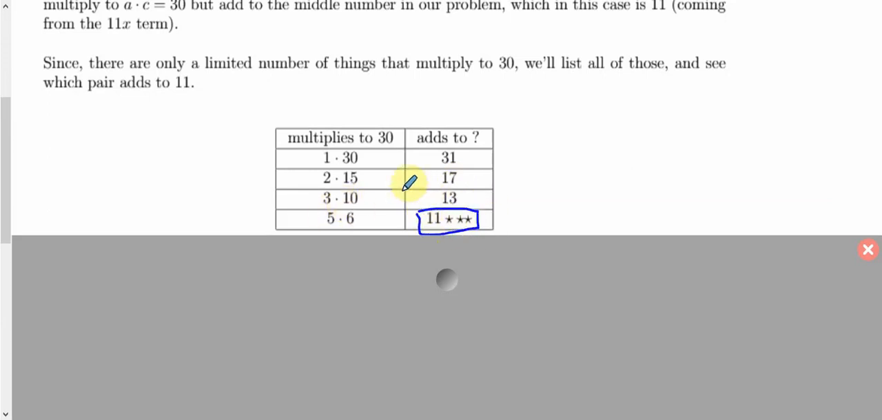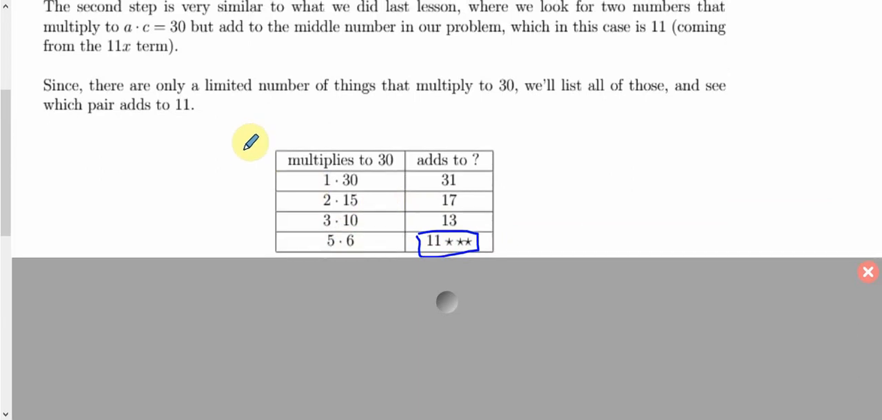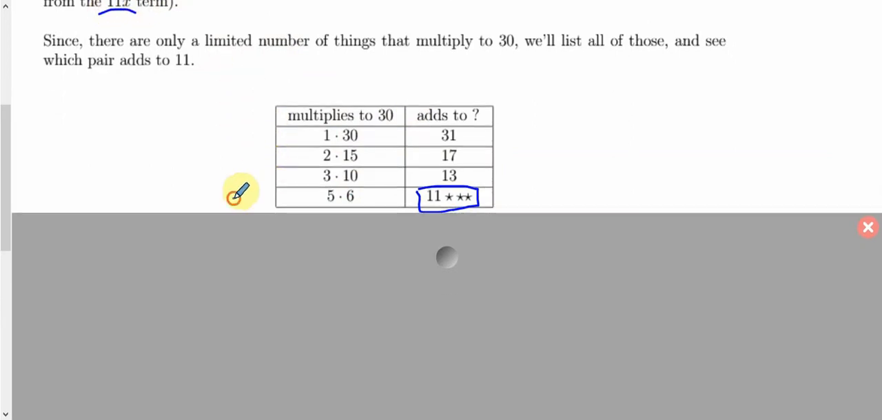5 and 6. So the AC method starts by just taking the A times the C and getting a number. Finding multiples or factors that multiply to 30, or that AC number, and seeing which one adds to the middle term number, 11. Okay, so that gives us our two special numbers right here, 5 and 6. So this is where the AC method starts to get different from our traditional factoring.